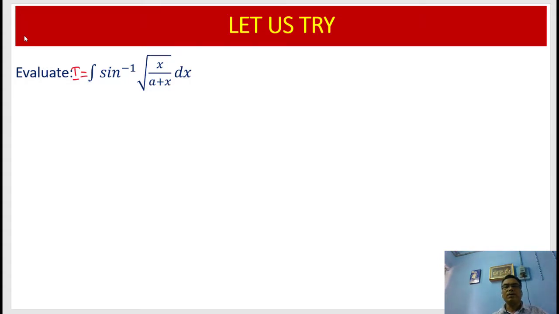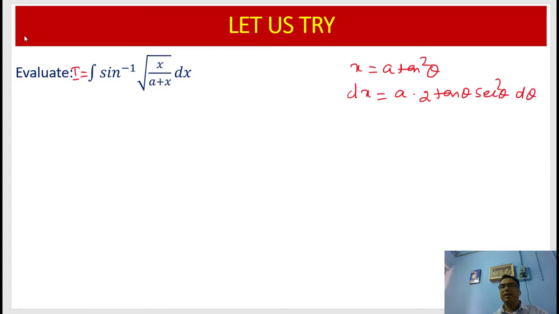The best substitution is x equal to a tan square theta. Now, what is dx? The derivative of a tan square theta is a into 2 tan theta into the derivative of tan theta, sec square theta d theta. So my integration becomes, we will simplify here. What is root x by (a plus x)? You see what it is coming?